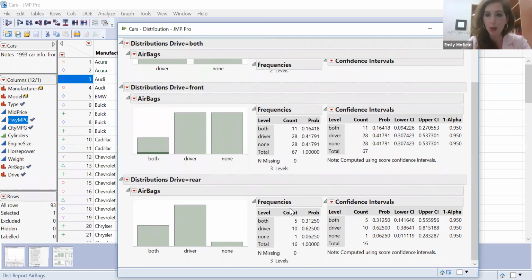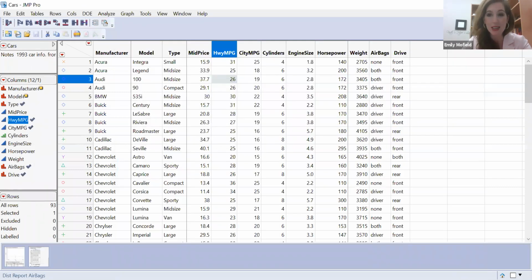Now I'm ready to conduct my non-parametric chi-square test of independence, which is different than a chi-square test for goodness of fit. There'll be a different video about that.